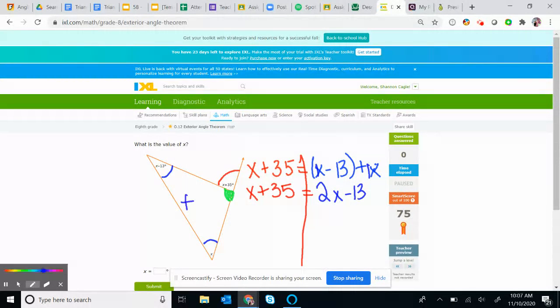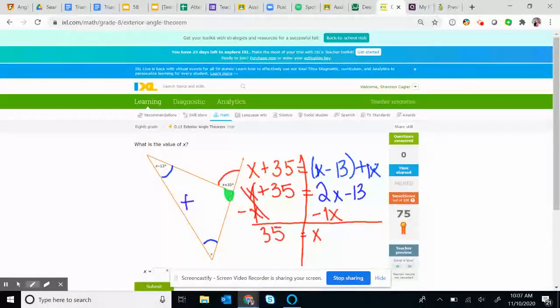Now I want to get the x's on one side and the integers on the other side. So I'm going to start by subtracting x from both sides. The reason I'm doing that, I want to take the x from this side, so these cancel out, and I want to bring it over here. So then I have 35 equals 2x minus x is x, minus 13.